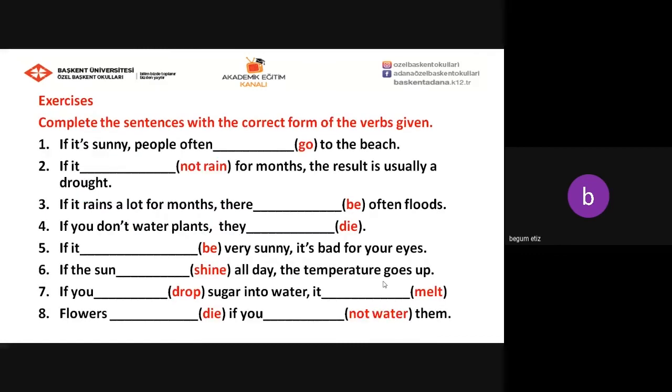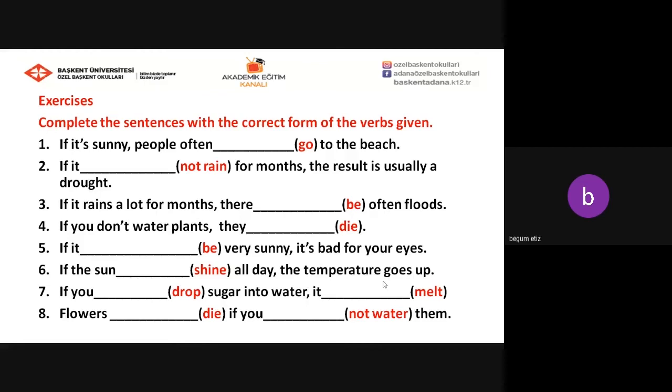Okay, here is another exercise where you're going to complete the sentences with the correct form of the verbs given. As you see here, there are totally 8 sentences. You just need to complete the sentences with the correct form of the verbs given. Let's read them together. Let's start with the first one.